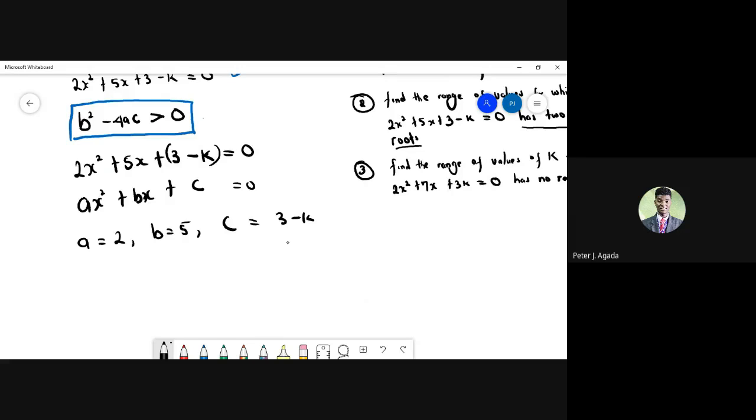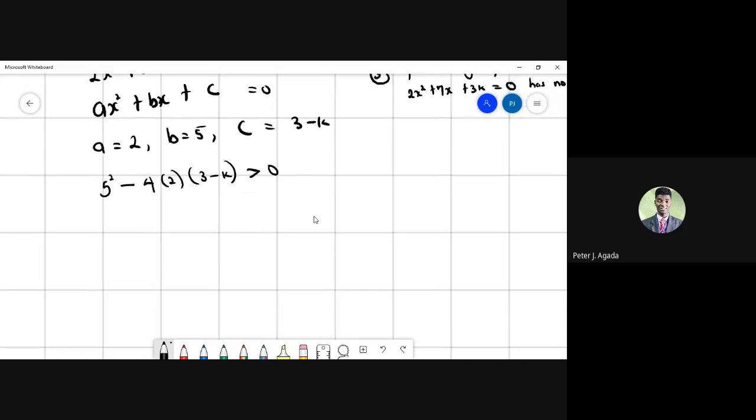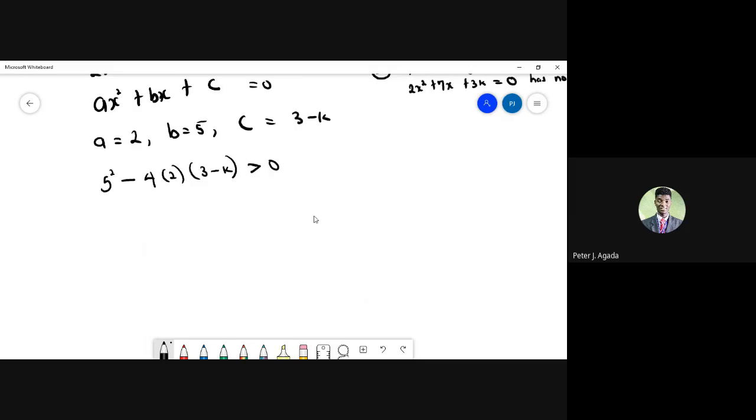So let's have my b squared. My b is 5, so I can just say 25, but I'll make it 5 squared first so we can all follow together. Minus 4. What is my a? My a is 2. And my c is 3 minus k, and this should be greater than 0. So this is how we're going to solve this equation now. Forgive me once again for dragging this equation to the bottom part. So our 5 squared is 25 minus, what is 4 times 2 times 3 minus k?